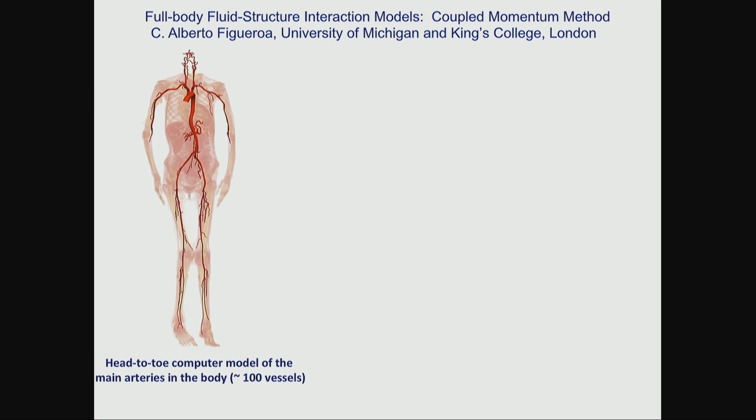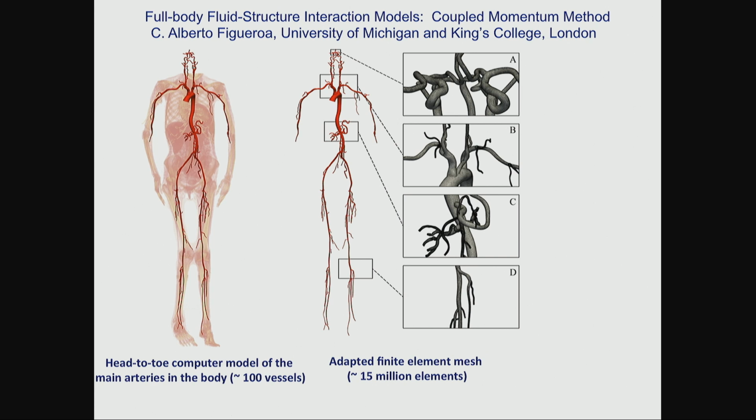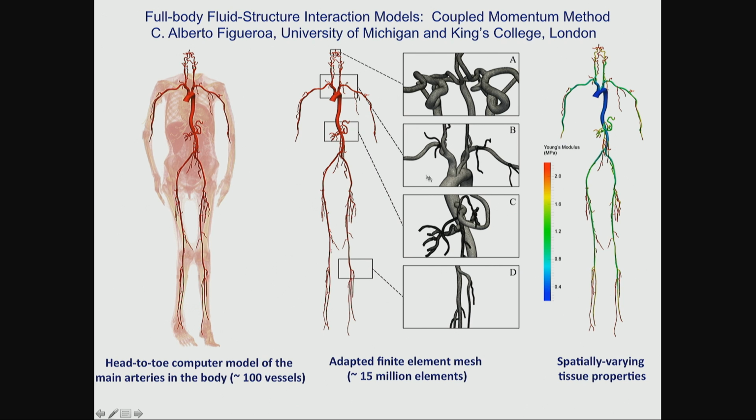And that became Alberto's thesis, and that was the coupled momentum method. But this is the type of modeling he's been doing these days, full body models with over 100 main arteries, as you can see here. This is fluid structure. It looks like it could be even a one-dimensional network type model, but in fact it's a detailed three-dimensional model of both the fluid and the structure. And the material properties of the artery walls have spatially varying properties.